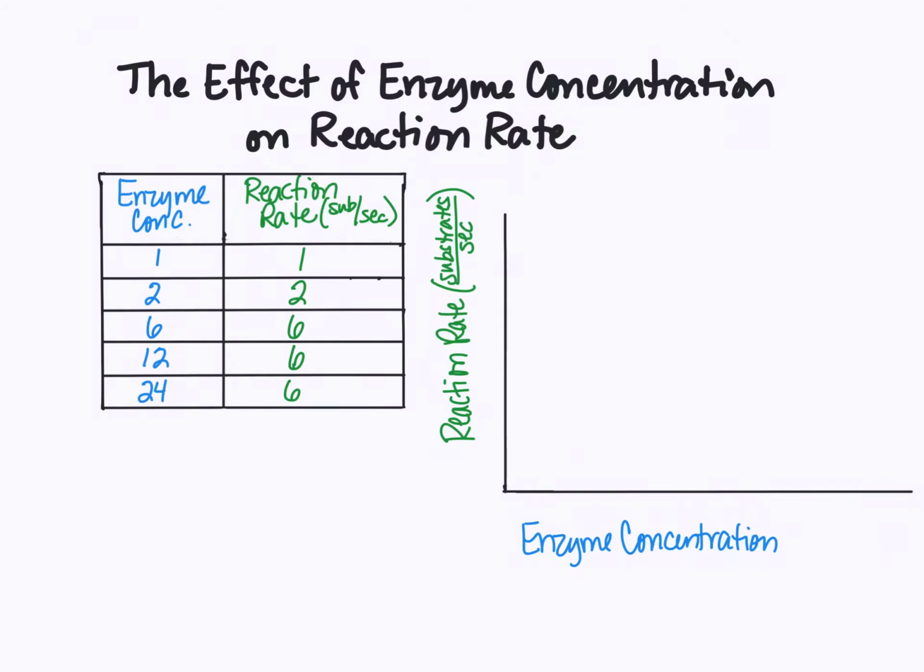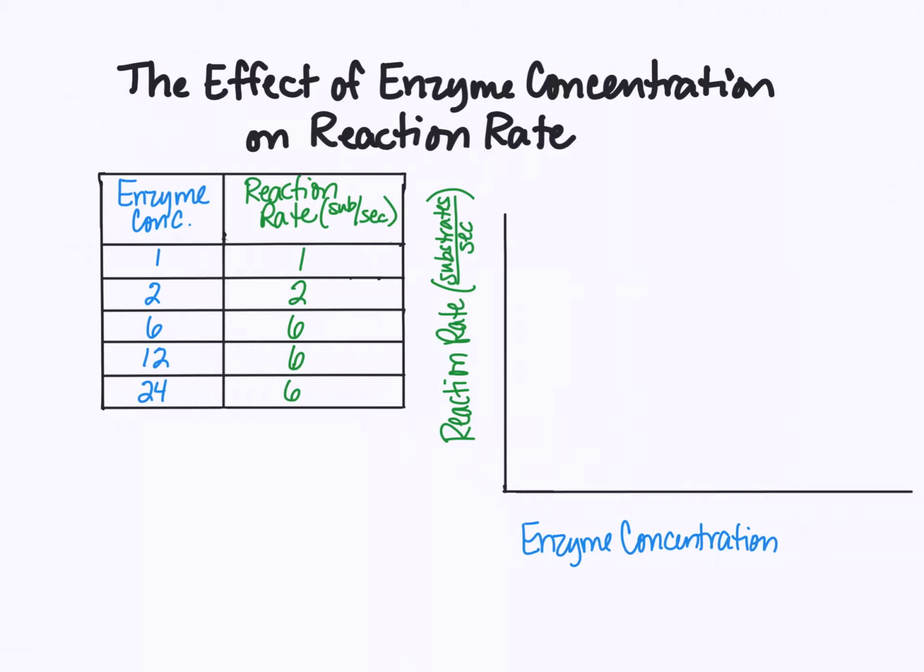So now let's take a look at the data from the previous page and see what it looks like if we were to put it on a graph. So I transferred over the information looking at just the enzyme concentration and the reaction rate since everything else stayed the same. So if we take a look at our graph over here, you'll see that we have enzyme concentration on the x-axis and reaction rate in substrates per second on the y-axis.